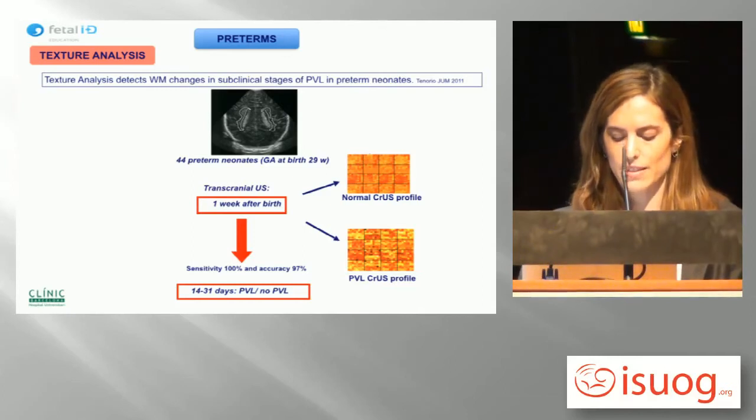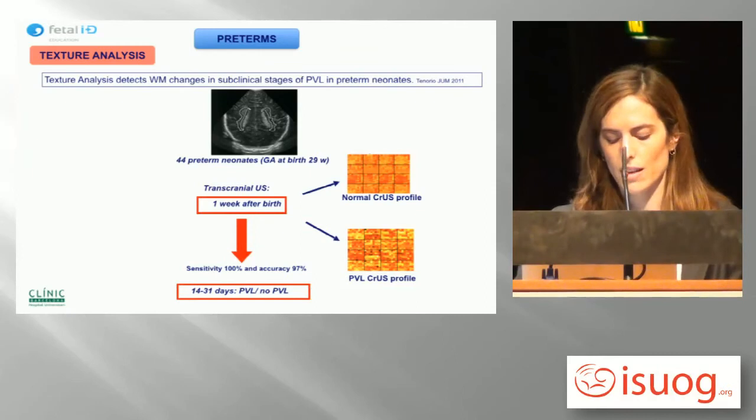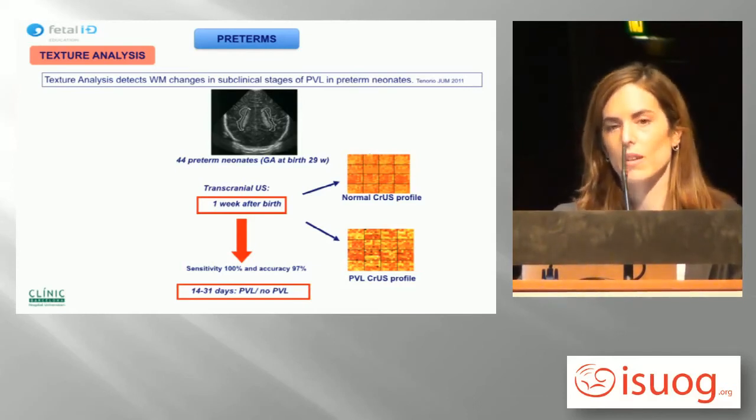We found that this test was able to detect those cases that were going to have periventricular leukomalacia with a sensitivity of 100% and accuracy of 97%. So the test was actually able to predict the cases that were going to have periventricular leukomalacia, picking up the subclinical white matter damage.